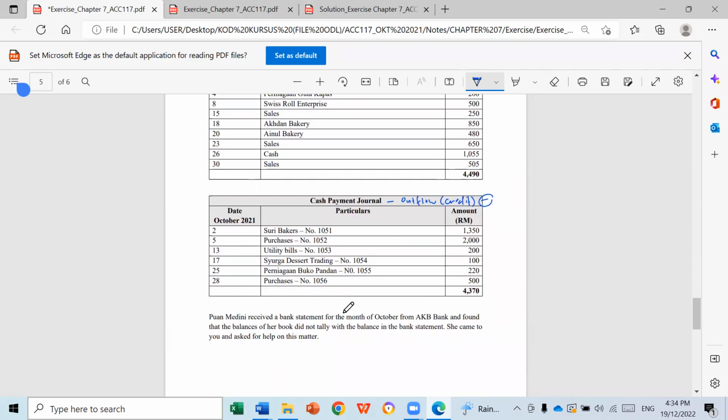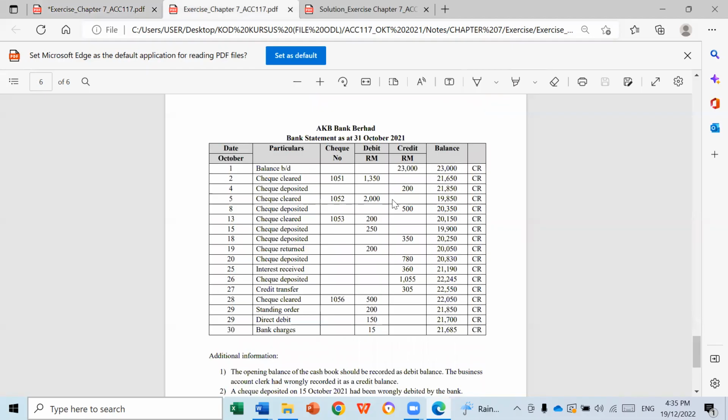Next, Puan Medini received a bank statement for the month of October from AKB Bank and found that the balance of her cash book did not tally with the balance in the bank statement. She came to you and asked for help on this matter. So this is the bank statement from AKB Berhad.